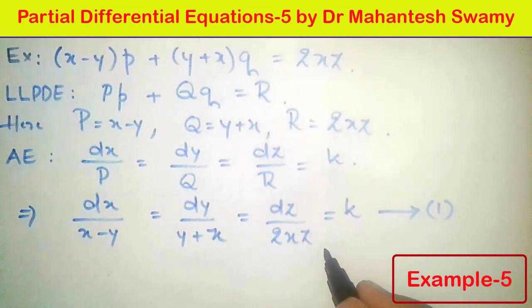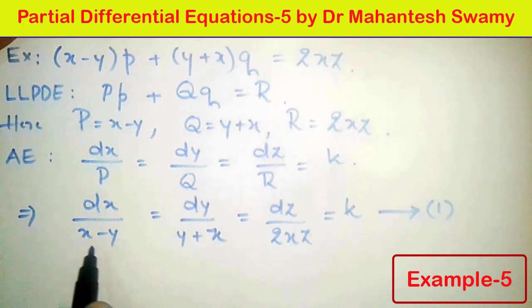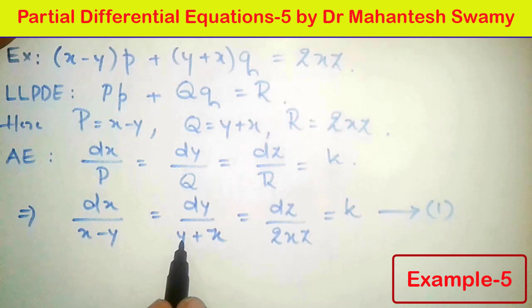Now our intention here is to solve the auxiliary equations. And how to solve the auxiliary equations? There are two methods. One method is to use the multipliers, and another method is to combine the members. So the combination of members can be done, but before that we are observing that these two terms are very comfortable, that is x cancels with minus x, y cancels with plus y directly.